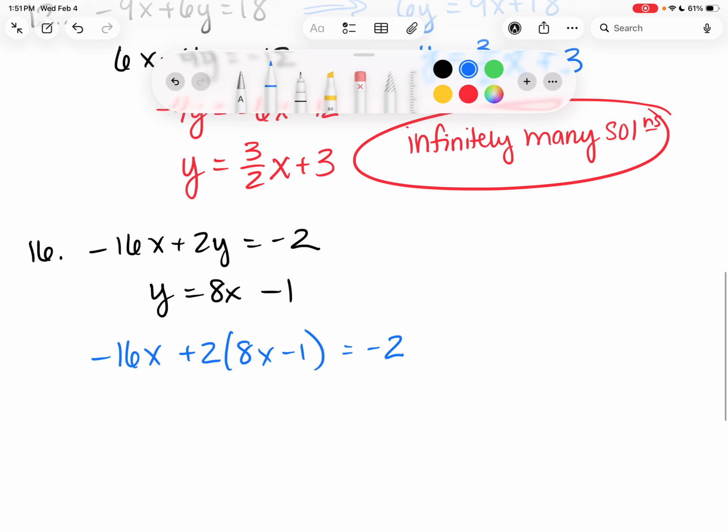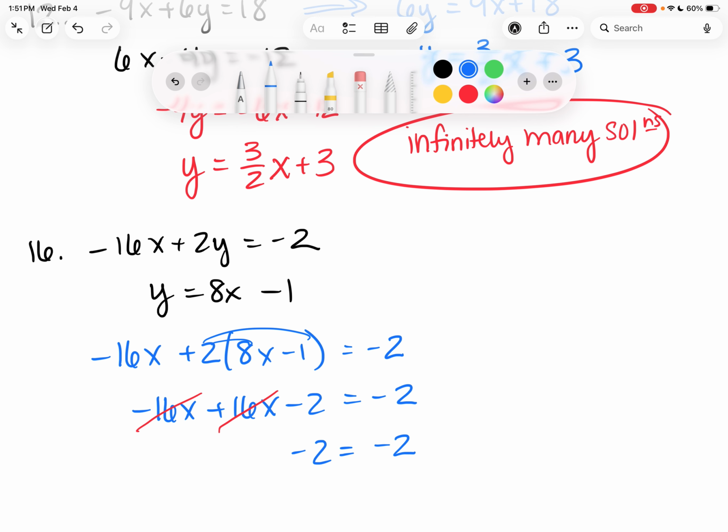And then now we're just solving. So distribute here. I have negative 16x plus 16x minus 2 equals negative 2. Well, negative 16x and positive 16x cancel with each other. And I end up with negative 2 equals negative 2. Is that true? Yeah. So, infinitely many solutions.